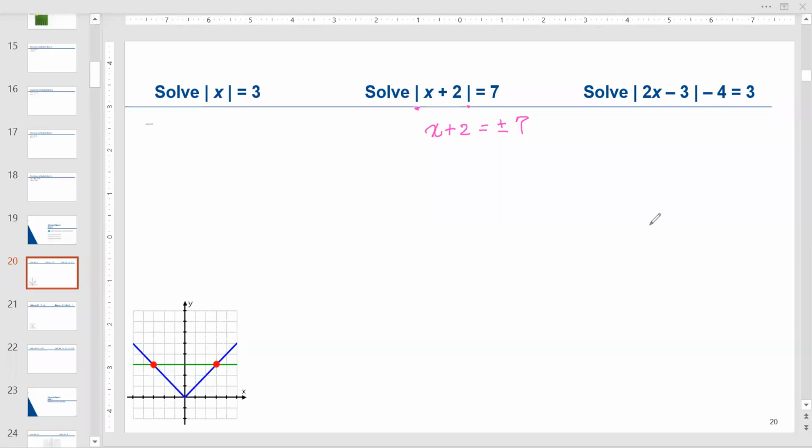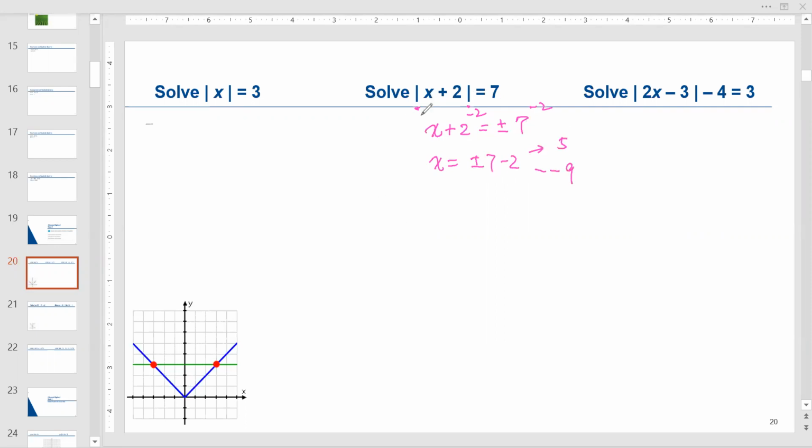Okay, thank you. So see the second example here. When we say |x + 2| = 7, you can see x + 2 has two answers. x + 2 can be positive 7 or negative 7, right? So both sides minus 2. One of them is 5, and the second one is negative 9.